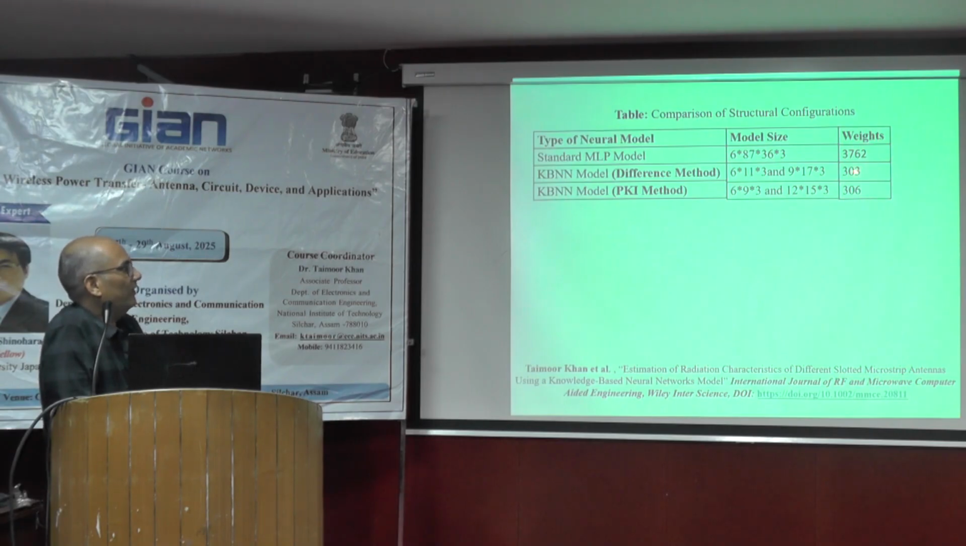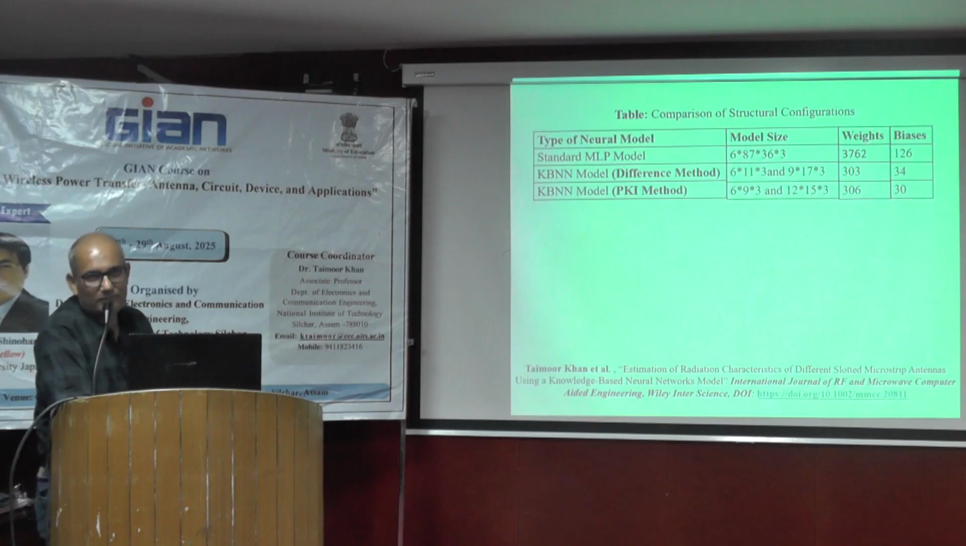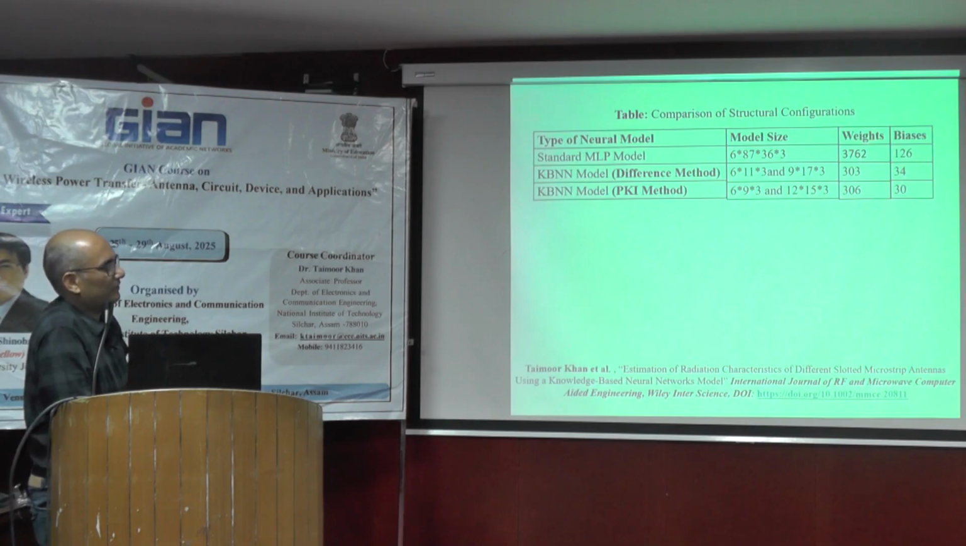37,762, and in the case of the difference method and KBNN, the PKI method, you can see how drastically it is reduced. The computational resources required are very small as compared to the earlier traditional one. Number of biases: 126, 34, 30.